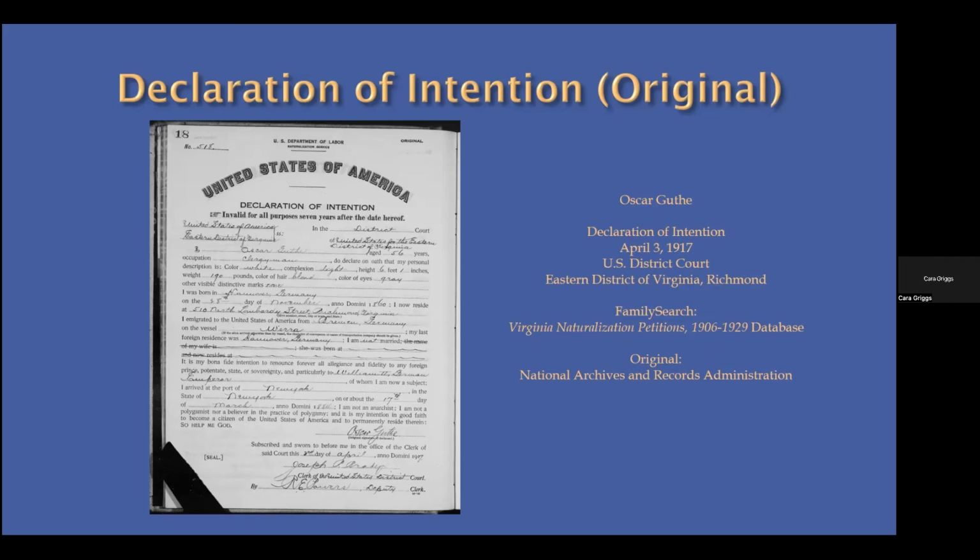And so you can see this is an incredible amount of information compared to what we saw for Frank Steinbach, which was simply his name and his country of origin.